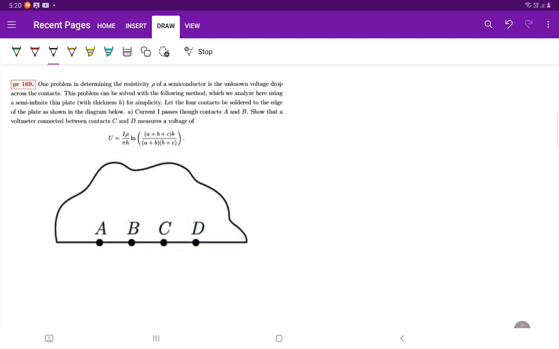As usual, I'd like you to try this problem for a few minutes and then I'll be presenting you the solution.